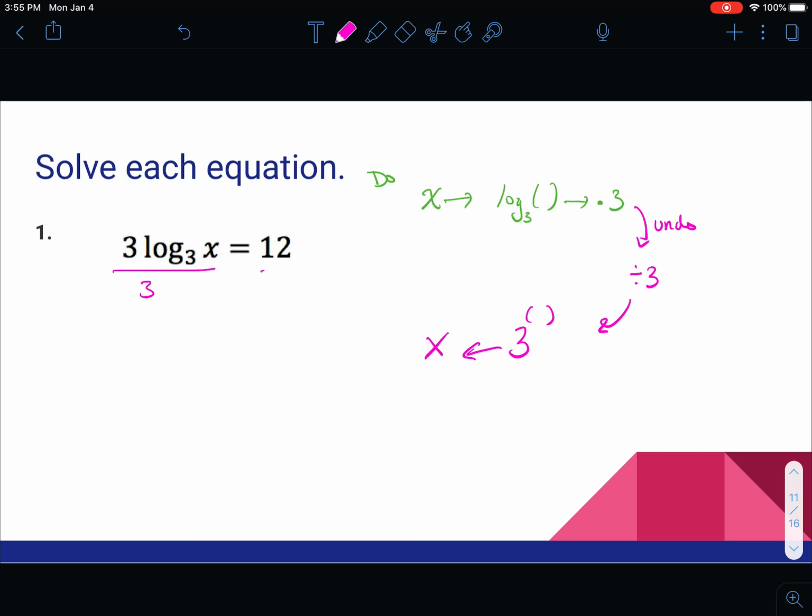So I'm going to first divide both sides by 3. I get log base 3 of x equals 4. How do I undo that logarithm?